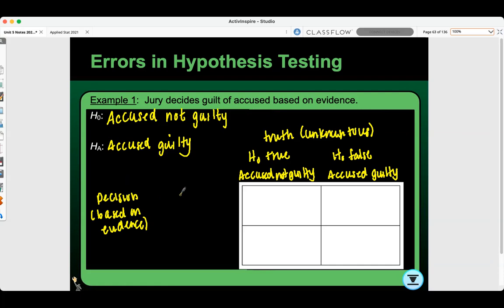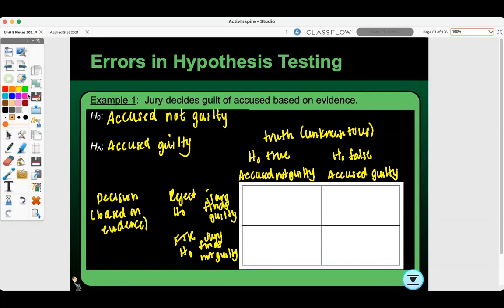So our two decisions would be reject the null hypothesis or fail to reject the null hypothesis. And when we reject our null hypothesis, the jury finds the person guilty. And when we fail to reject our null hypothesis, the jury finds not guilty. So we have our table set up.